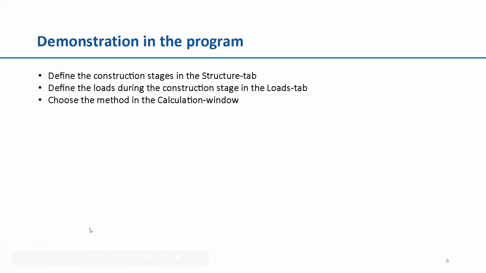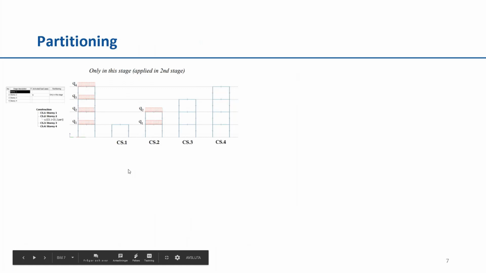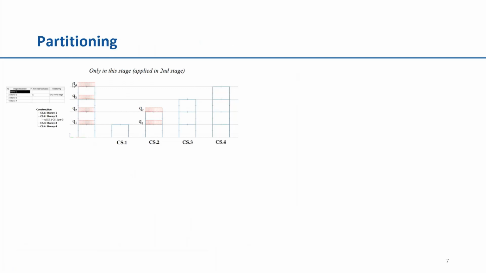So let's move over to the PowerPoint again and talk about the partitioning. So this is the final stage, and I can see that I have applied one line load on every level. Q1, Q2, Q3, and Q4. This load case is called Q in this example. So here I use the partitioning called only in this stage, and I have applied it in the second stage, so it's construction stage number 2.